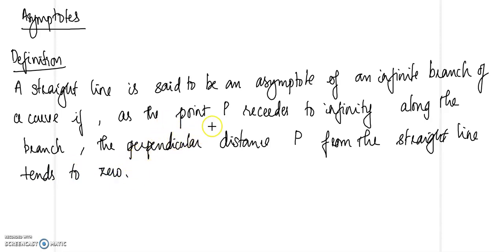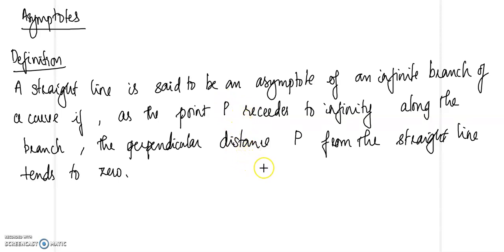So here we are given a curve which is extending infinitely. So you have an infinite branch of a curve. Now consider any point P on the curve. Now as P recedes to infinity along the curve, the asymptote is a line such that the perpendicular distance between this P and the asymptote must tend to 0.